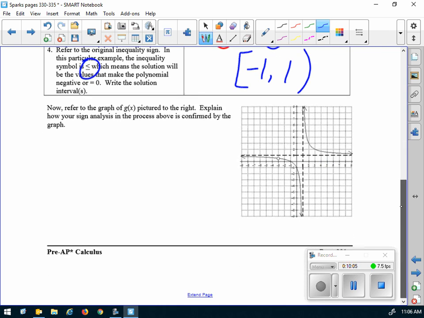Now let's go right down here and let's look at that interval, starting at -1 and going to 1. By golly, that graph is on or below the x-axis right there. That's what we're going to practice.